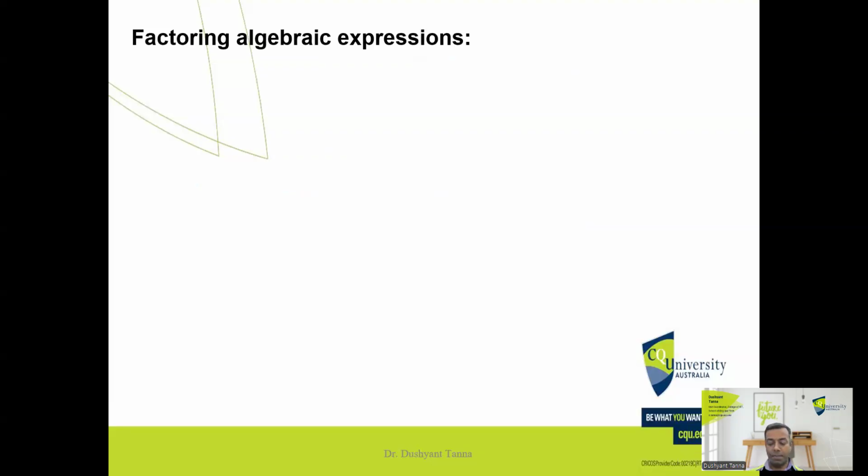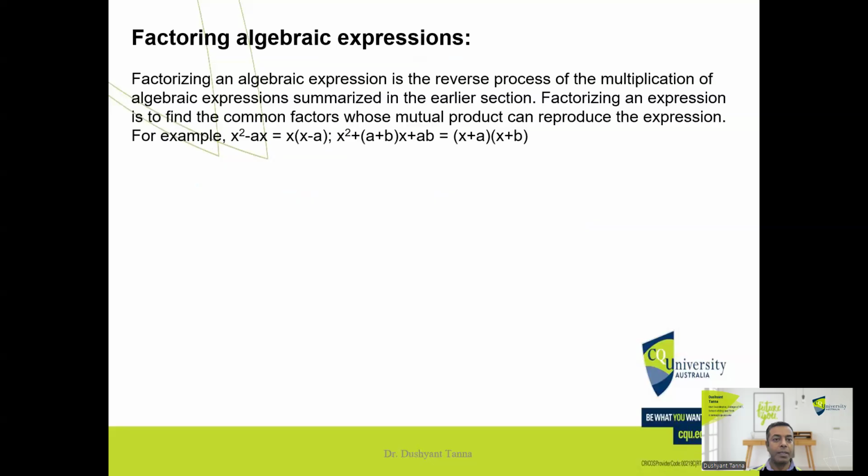Okay, today we will learn a method called AC method or product sum factor, as many other books refer it. Factorizing an algebraic expression is the reverse process of multiplication, as summarized earlier. So what we do in factorizing, we take the common factor, whose product can reproduce the expression. So for example, if you have to factorize x squared minus ax, what you do, take x out. So when you multiply x with both of them, you reproduce the original expression.